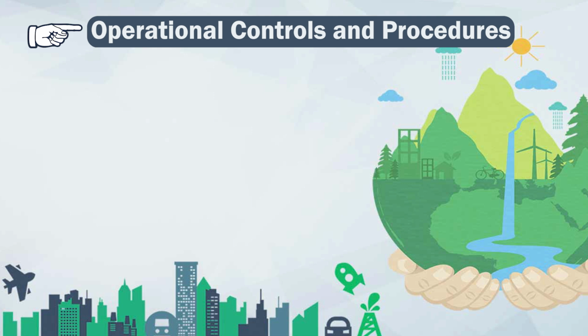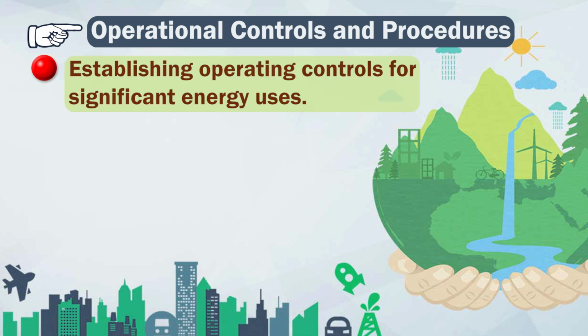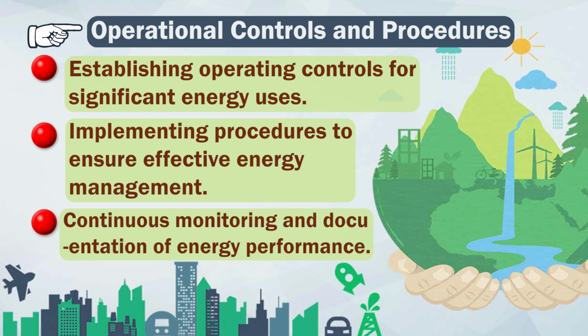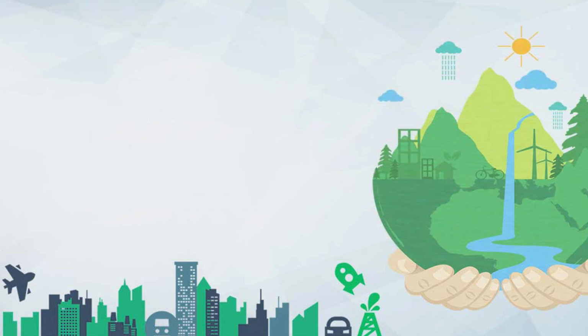Operational controls and procedures. Operational controls and procedures must be established for significant energy uses to ensure that energy management practices are effectively implemented. Continuous monitoring and documentation are necessary to track performance and identify areas for further improvement.